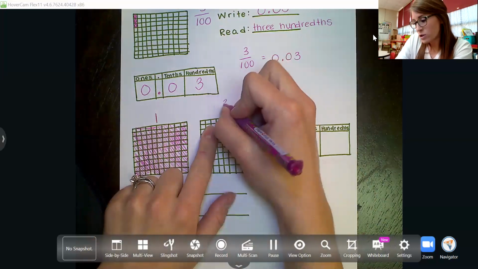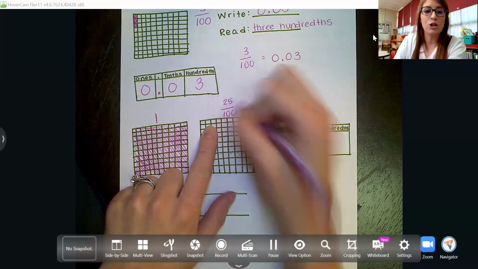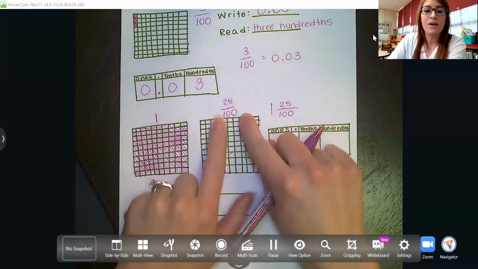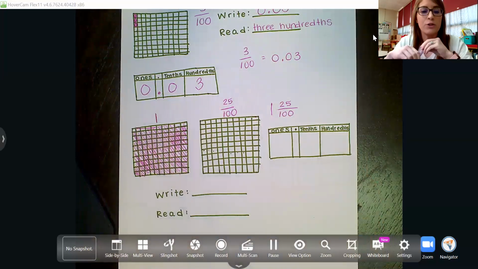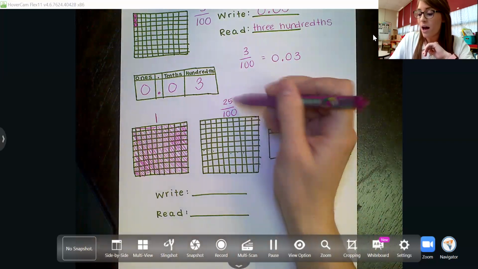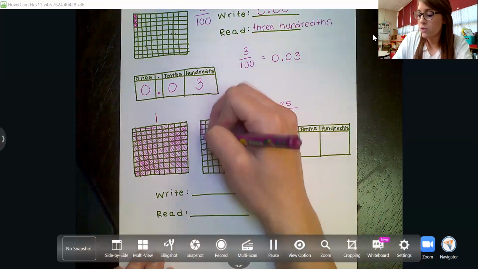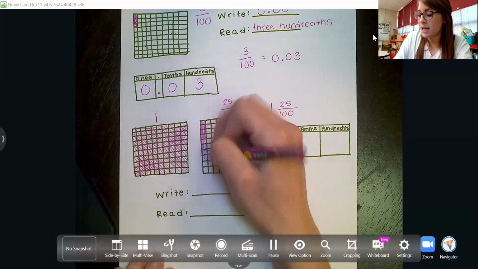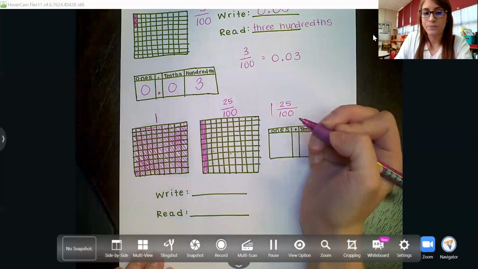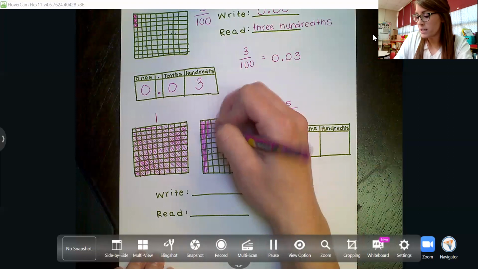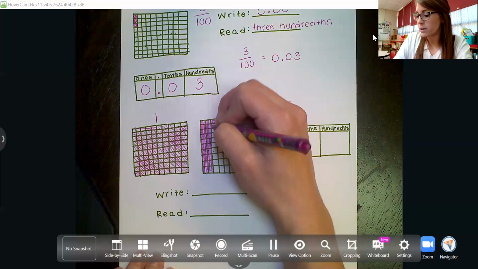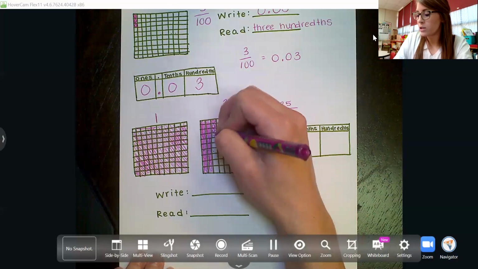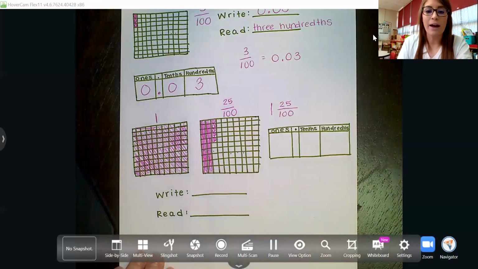Now we're going to have to represent the fractional part of the mixed number, 25 hundredths. So how would I represent 25 hundredths? Exactly. I'm going to have to shade in 25 of these squares. So we know that each row has 10 in it. So there is 10, 20, and then 5 more, 21, 22, 23, 24, and 25.